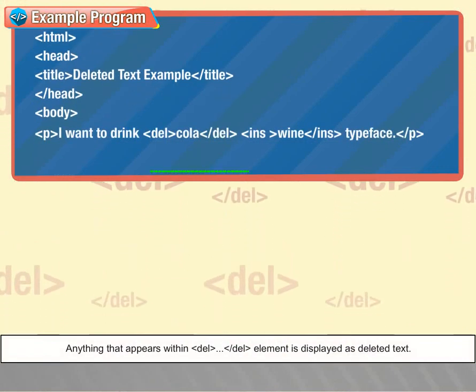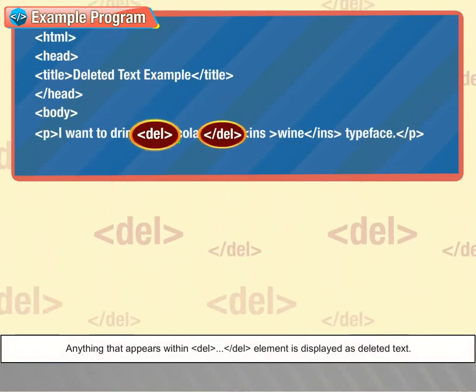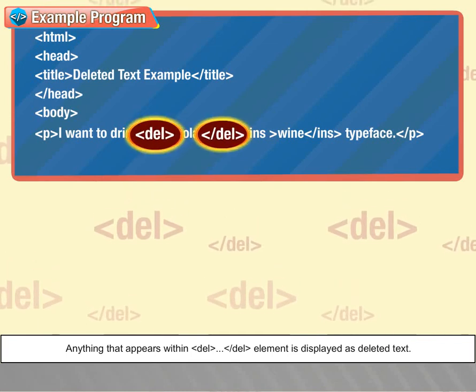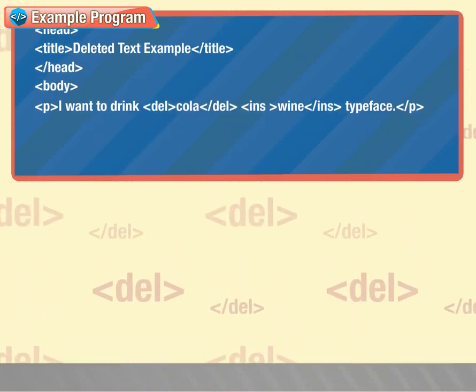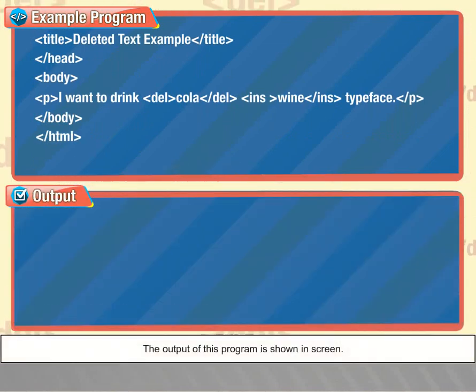Anything that appears within the DEL element is displayed as deleted text. The output of this program is shown in screen.